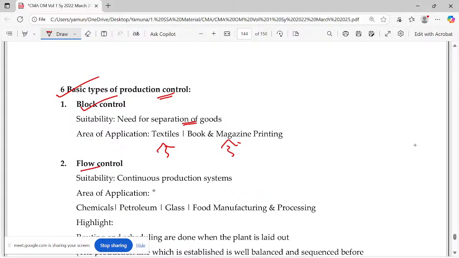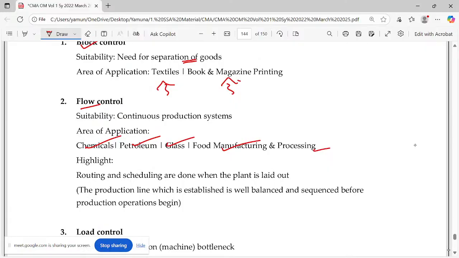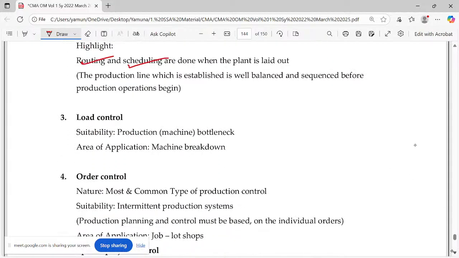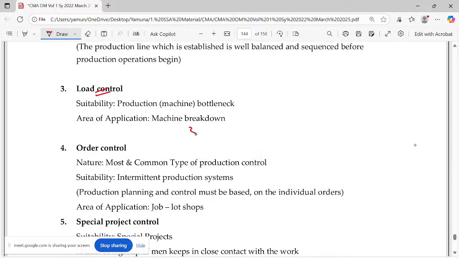Let's talk about flow control. See, chemicals, petroleum, glass, food manufacturing, processing, and all. If you talk about a sugar factory, tea factory, it is a continuous production system. Here you have to highlight with respect to routing and schedules how it has to be done. Then you talk about load control. Probably sometimes the machine is breaking down. How are you going to manage it? Or sometimes there is a bottleneck capacity. Because of the bottleneck, your production will be lowering.